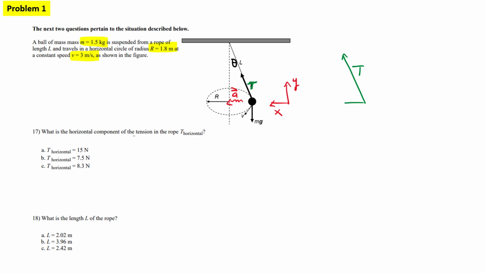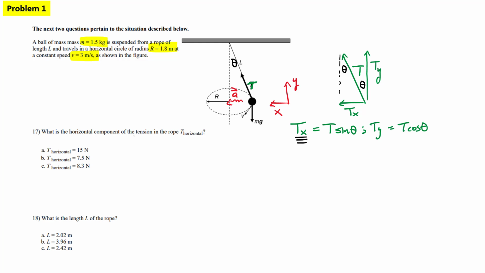The tension can be broken down. It has this horizontal component that I call Tx, and it has a vertical component here that you call Ty. Now the angle theta that I've defined is with respect to that vertical. It is also this angle right here. So from this diagram, you should be able to write that Tx is equal to T sine of theta, and also that Ty is equal to T cosine of theta. What we're looking for here is the horizontal component. That is this guy, Tx.